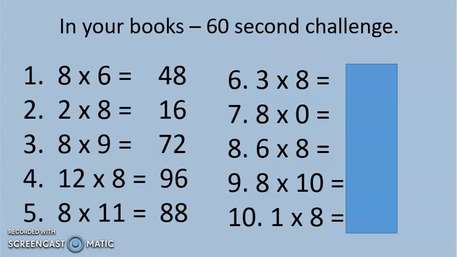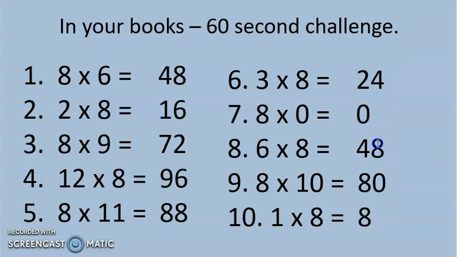2 times 8 is 16. 8 times 9 is 72. 12 times 8 is 96. 8 times 11 is 88. 3 times 8 is 24. Oops, 24. 8 times 0 is 0. 6 times 8 is 48. 8 times 10 is 80. And 1 times 8 is 8. Hopefully you managed to get all of those done within the 60 seconds or close to the 60 seconds.